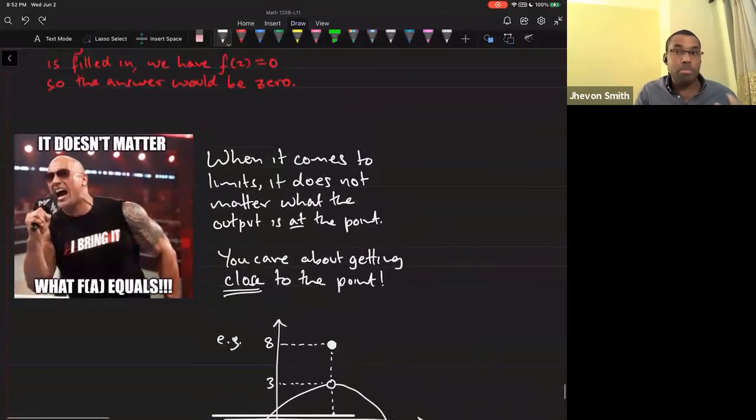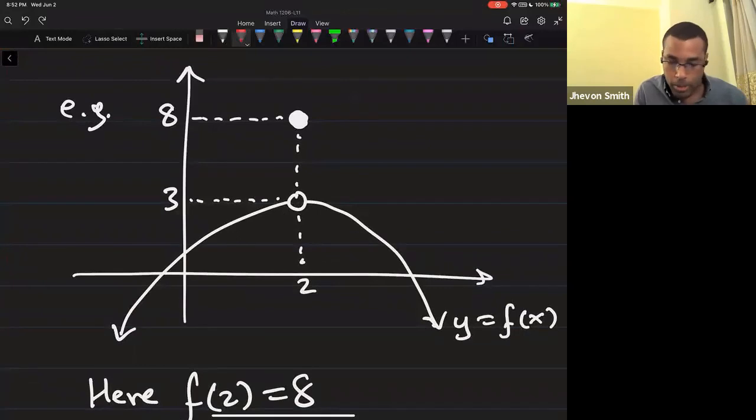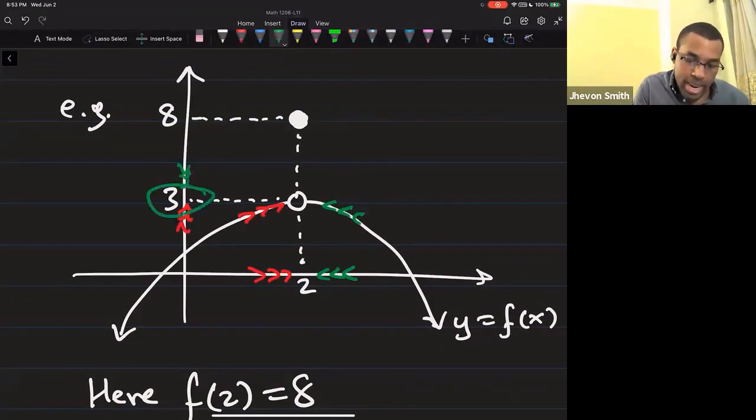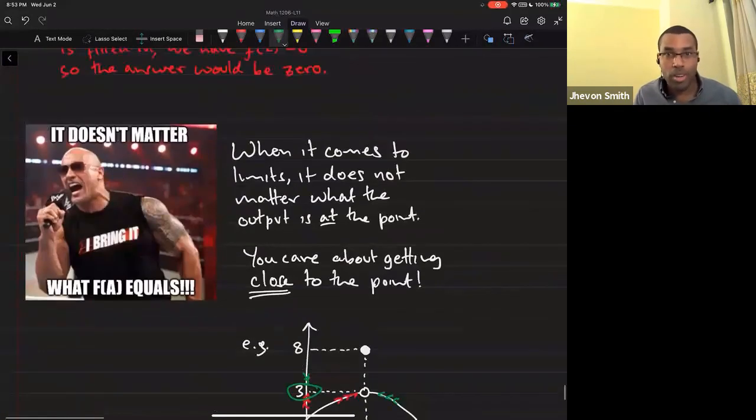All right, so it doesn't matter what your function equals. It doesn't matter that you're not at the point. What matters is what's happening as I get close to the point. And as I'm getting close to 2, I'm getting close to 3, not 8. Yes, the function is filled in at 8, doesn't matter, right? It does not matter what the function is, right? Okay, so that's the idea of a limit.